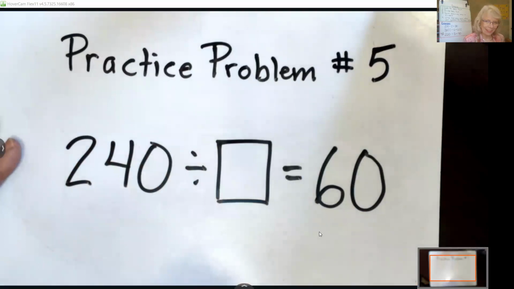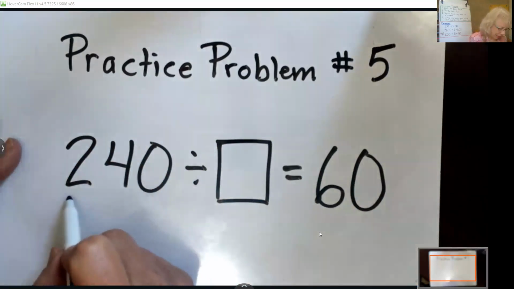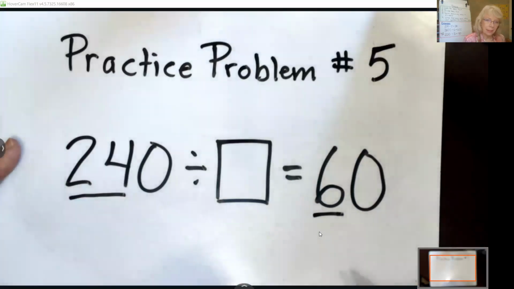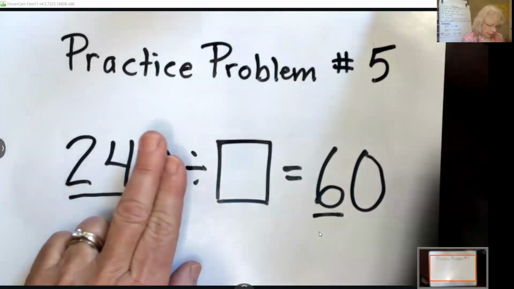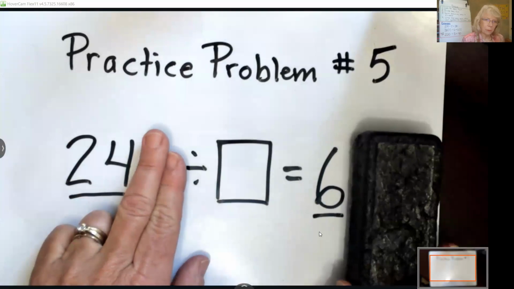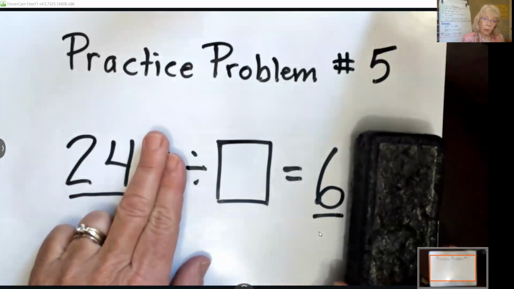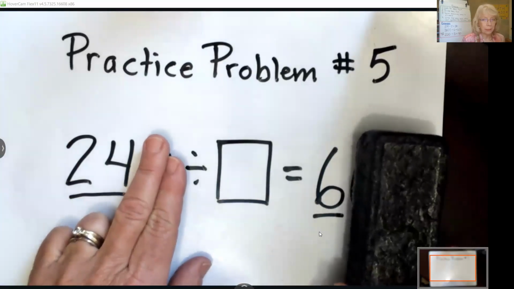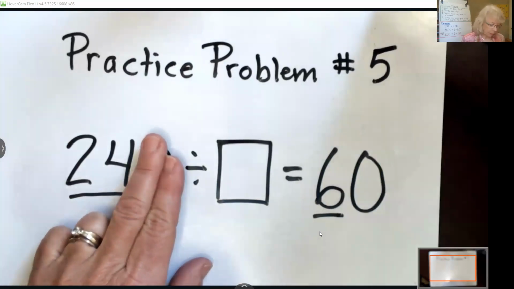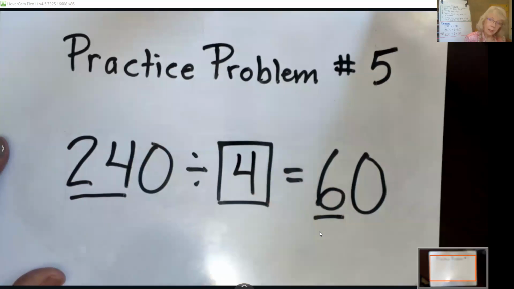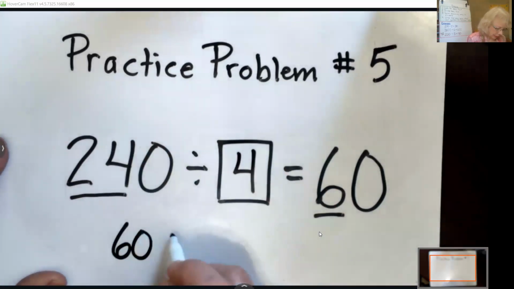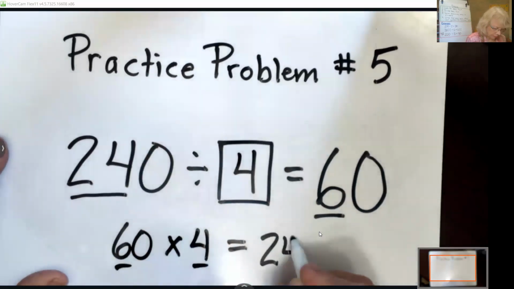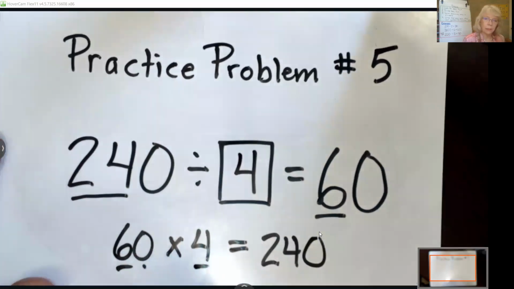Okay, welcome back. We're going to look for that fact there, and the basic fact pieces are there. So we're going to, again, cover up the zeros and say 24 divided by what equals 6, or 6 times what equals 24? Well, that would be 4. And we'd see 60 times 4 equals 24 plus 1 0, 240.